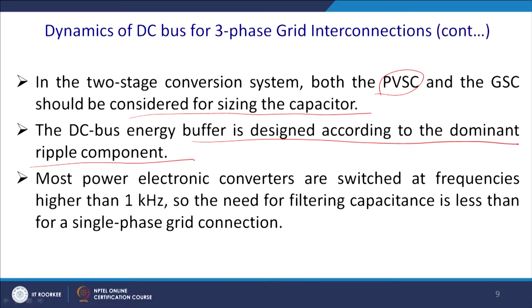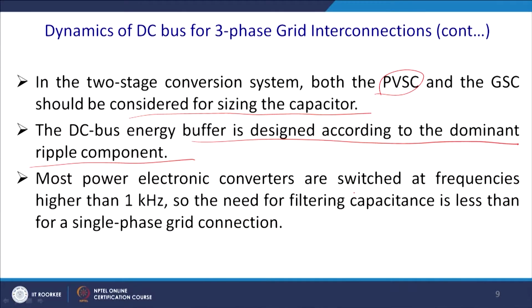If it is a 3 phase, it will be a 6th harmonic; if it is a single phase, it will be the 2nd harmonic. And for example, most power electronics converters are switched at a frequency higher than 1 kilohertz. So, the need for the filtering capacitor is less than for the single phase grid connections. So, that is the attribution you can make.